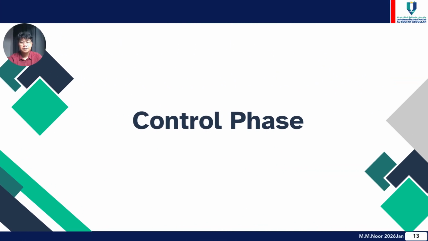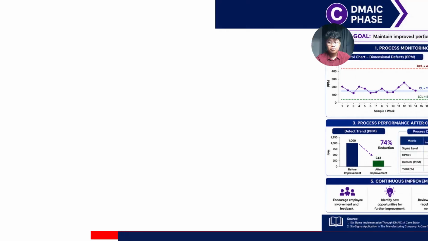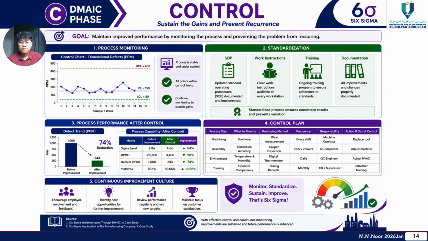This is the last phase of the DMAIC, which is the control phase. The objective of this phase is to maintain the improvement and ensure the same problem does not happen again. Okay, let's take a look at the top left. You can see the process monitoring section, which uses a control chart. The control chart helps us to monitor the process stability over time.